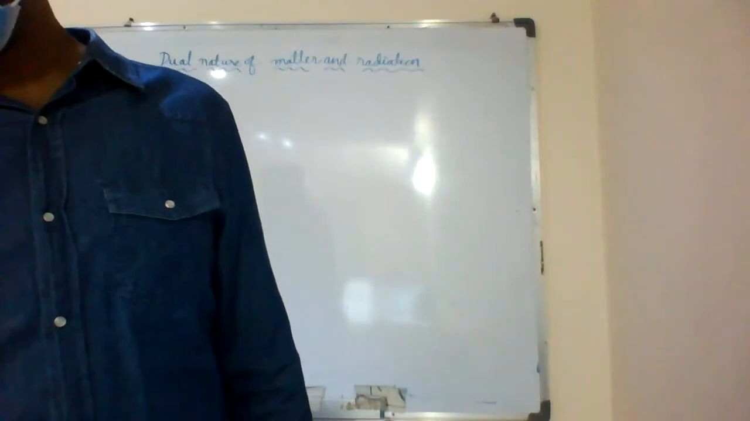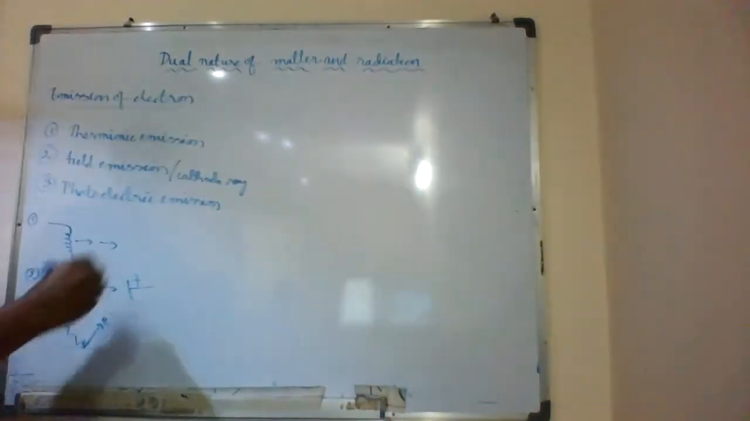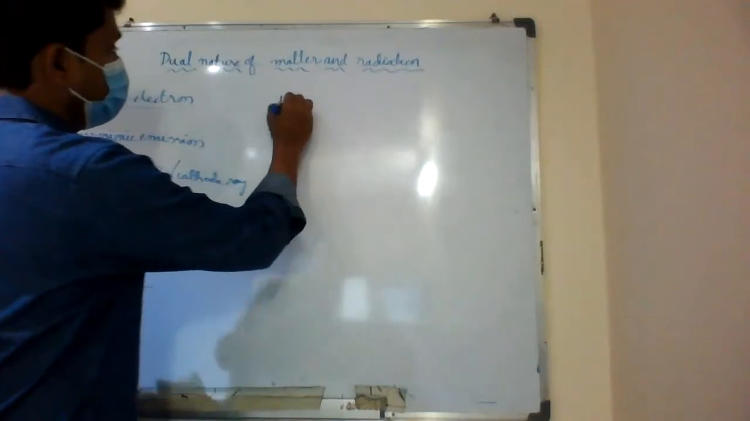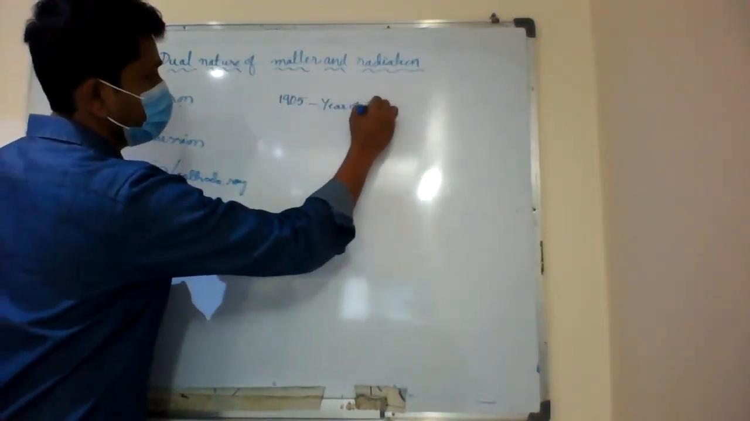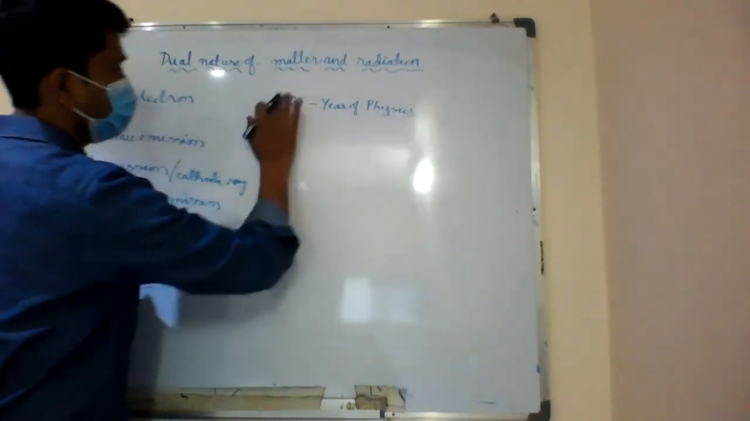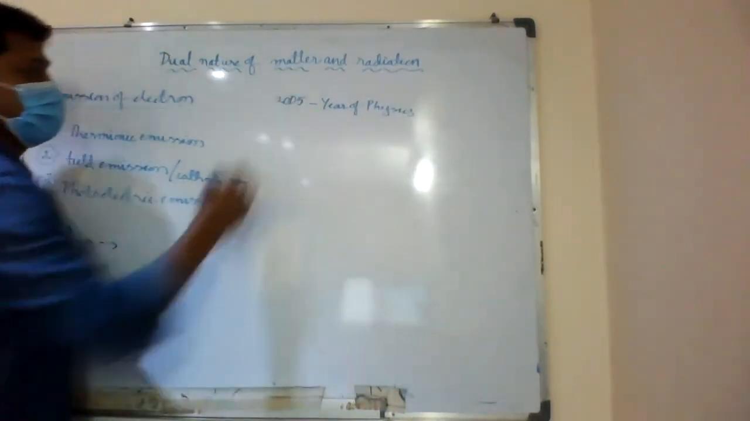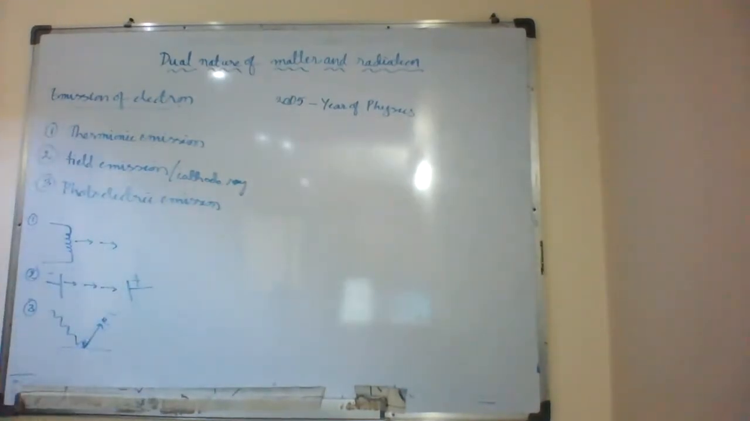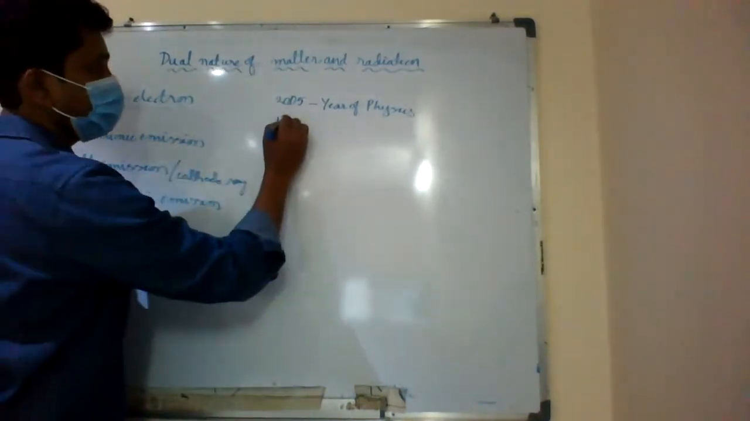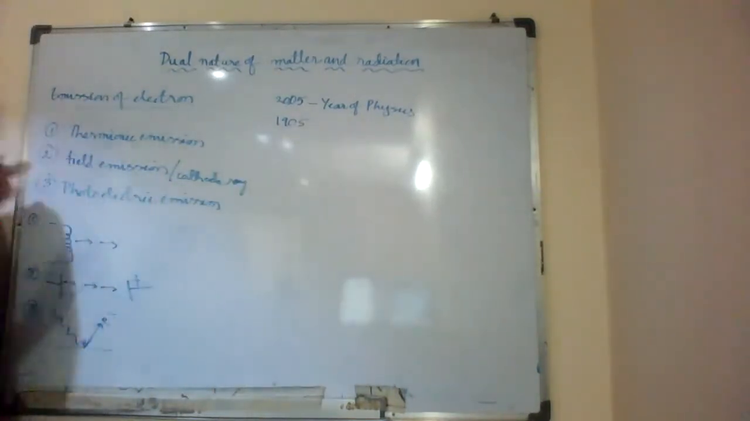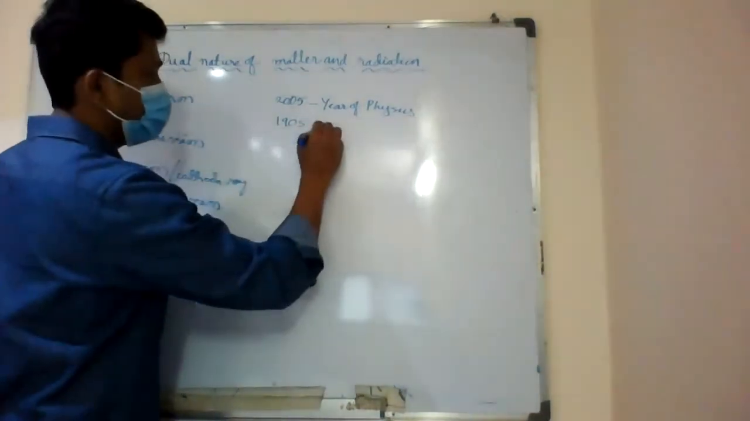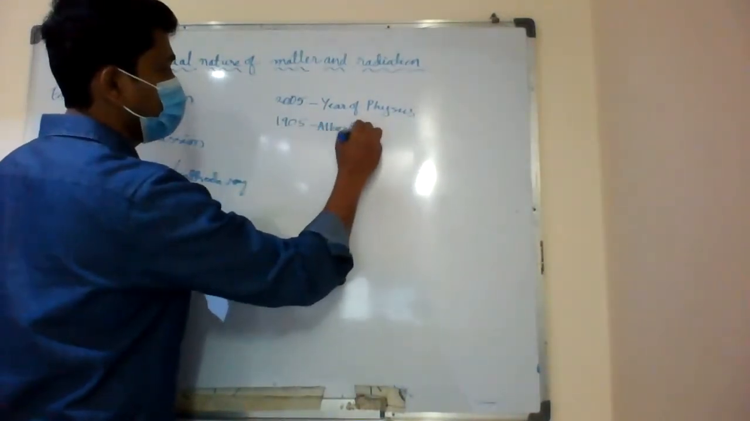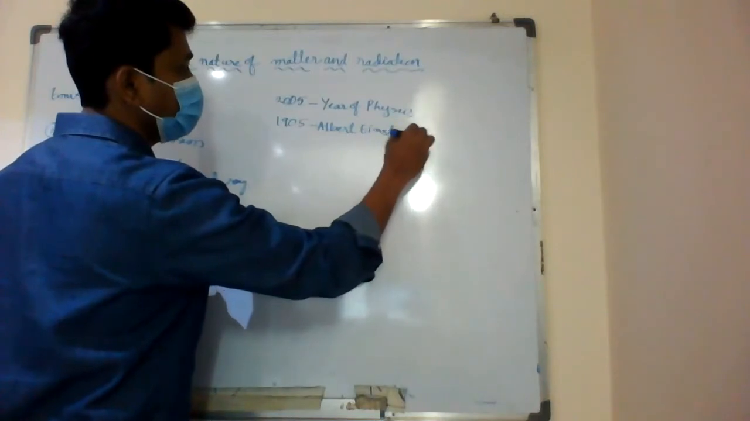Later on, this was studied by Albert Einstein. The year 2005, not 1905, was celebrated as the Year of Physics, exactly after 100 years of his contribution. It is not the date of birth of Albert Einstein. In 1905, three famous papers were published by Albert Einstein.